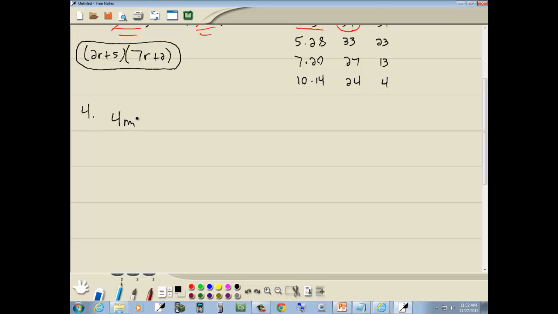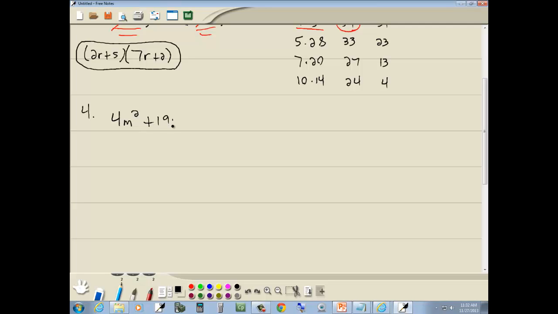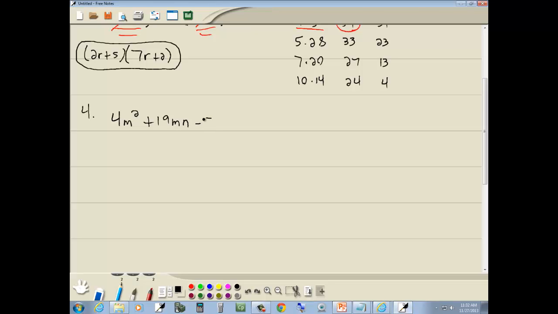We got 4m squared plus 19mn minus 5n squared. Now, first thing is GCF. I notice they don't have anything in common, but I would always try to factor that off first. Now, m squared, m, no m, number in front of our m squared.